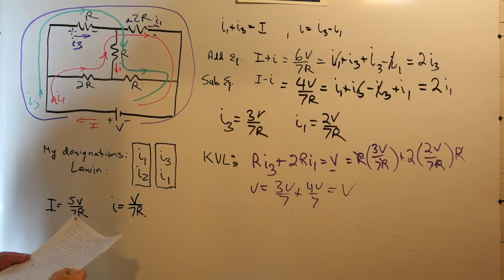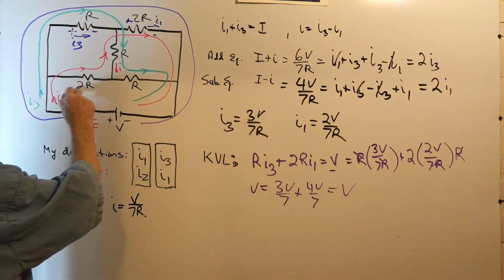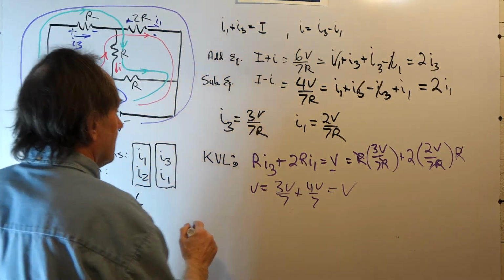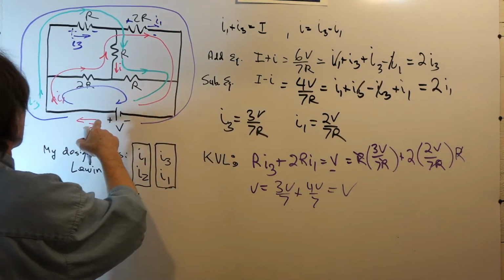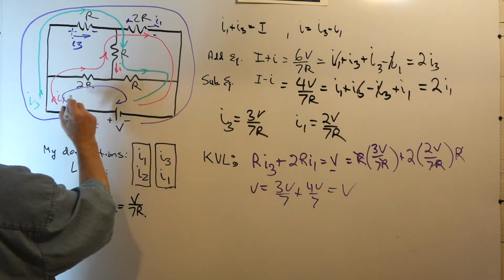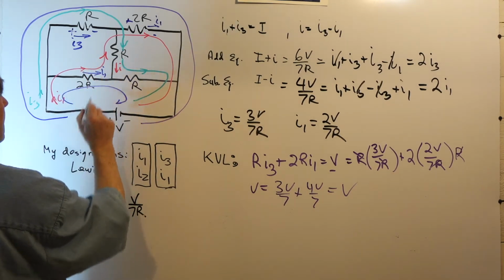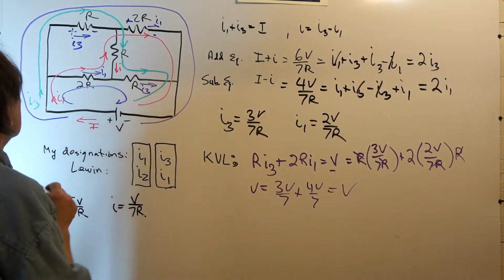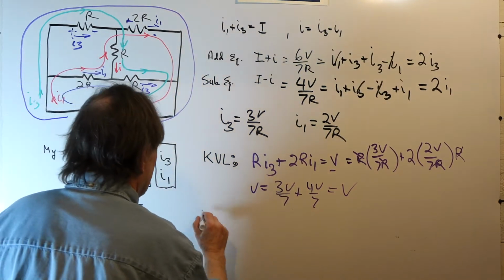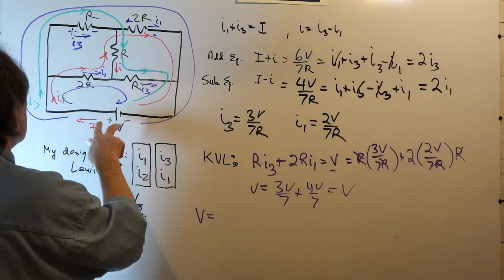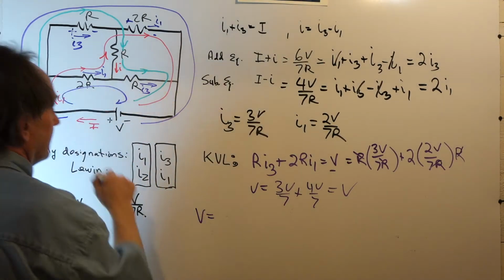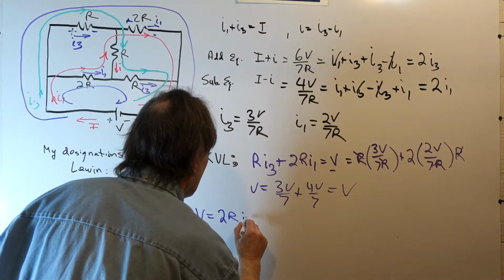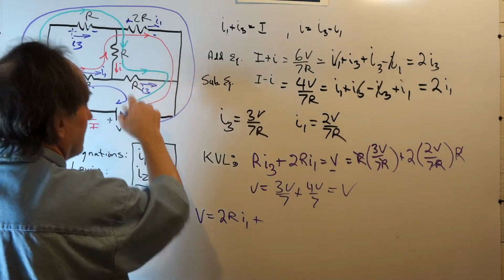We could go around other loops. Let's go around the inner loop and check it there. Kirchhoff's voltage law around the inner loop. Well, what's going through 2R? I1 is. What's going through this R? I3 is. So, summing the voltages, the voltage source V is equal to 2R times I1 plus R times I3.